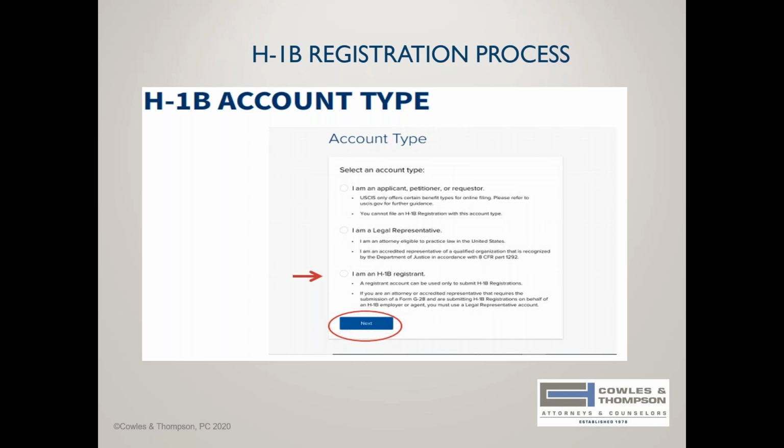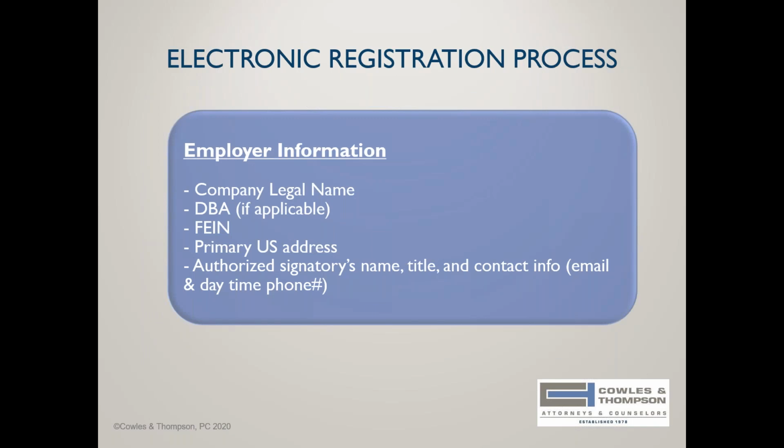So then you pick or select your account type, and again, since you are the registrant, that's the selection, the third bullet. What information you have to provide? Well, we have always, from the beginning, said it's basic information. Company legal name, full legal name. So, for example, Cowles and Thompson PC, that's our full legal name. And in most things, we just go by Cowles and Thompson. So that might be our doing business as, but if you have a doing business as, you have to enter that information. Also, your federal employer identification number.